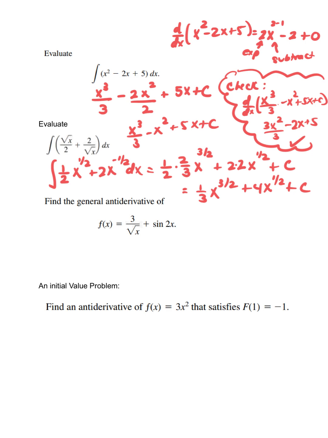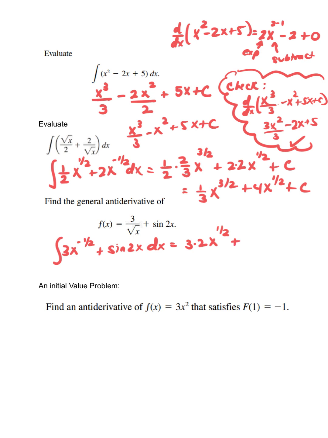You would want to work on it the same way. They're talking about the general antiderivative. Antiderivative just means that we're going to integrate. So if I'm integrating 3x to the negative 1/2 plus sine of 2x with respect to x, I would add 1 to the exponent and divide by the new exponent. So if you divide by 1/2, it's the same thing as multiplying by 2.